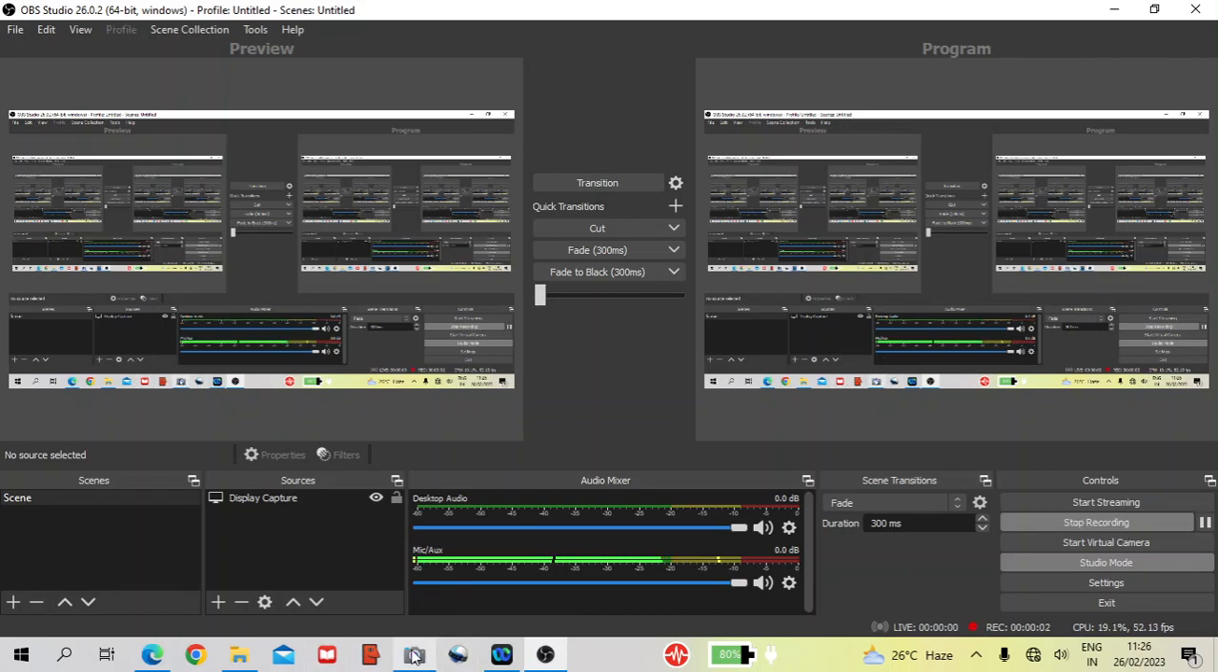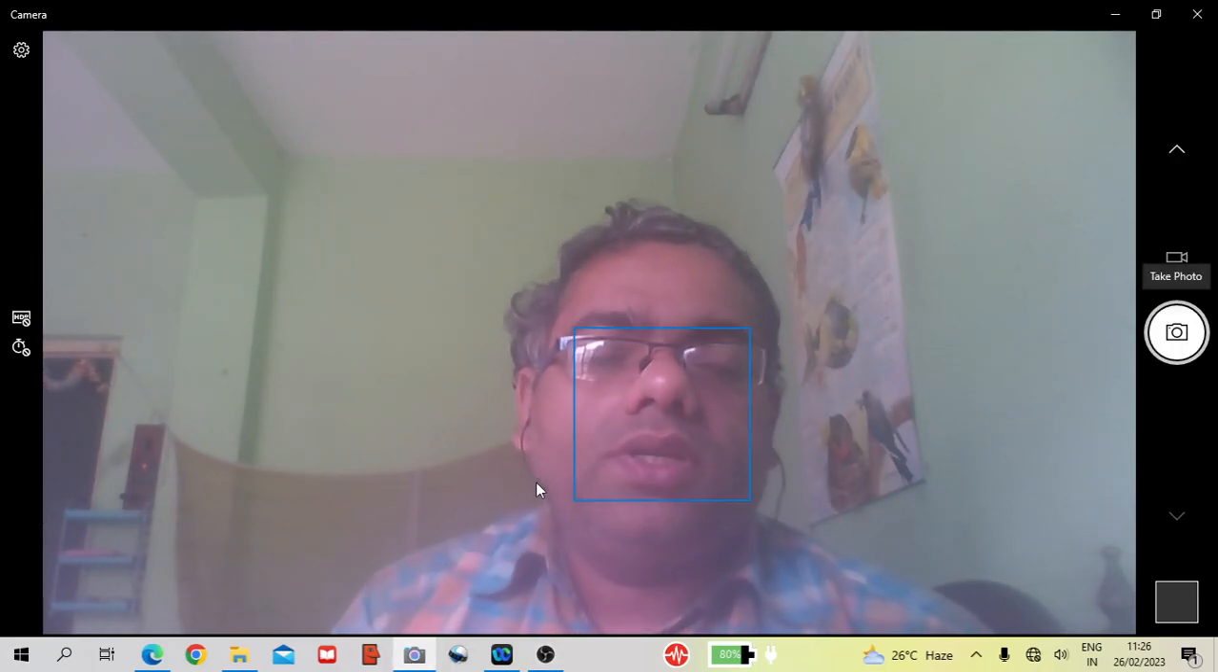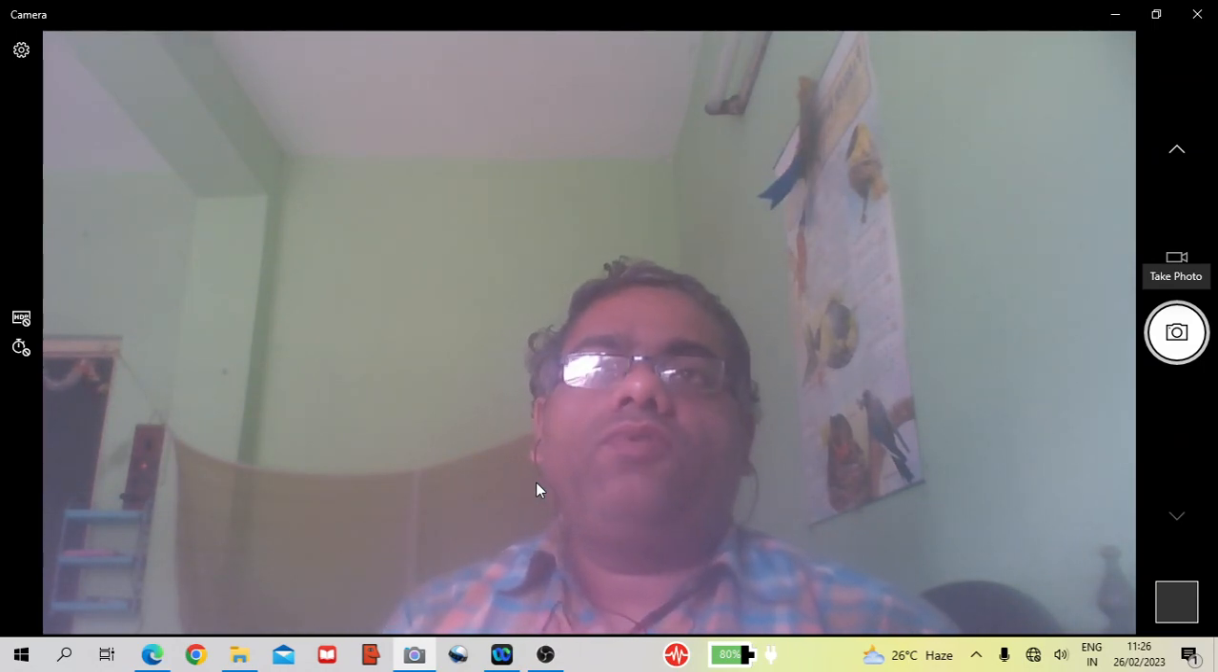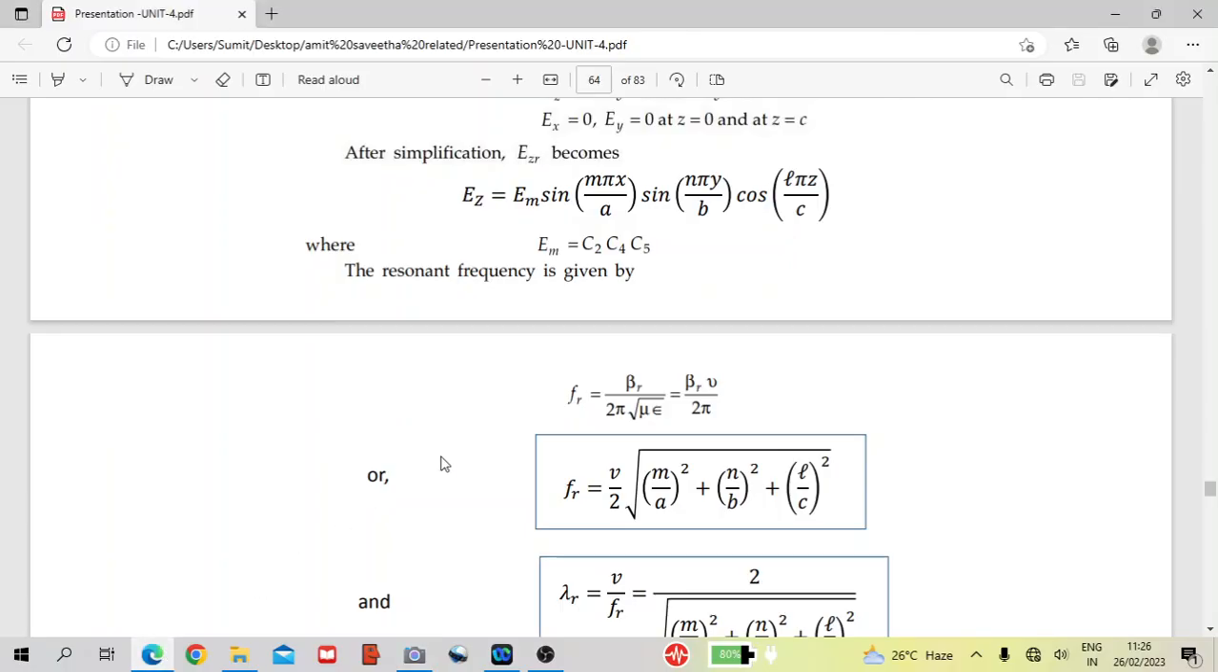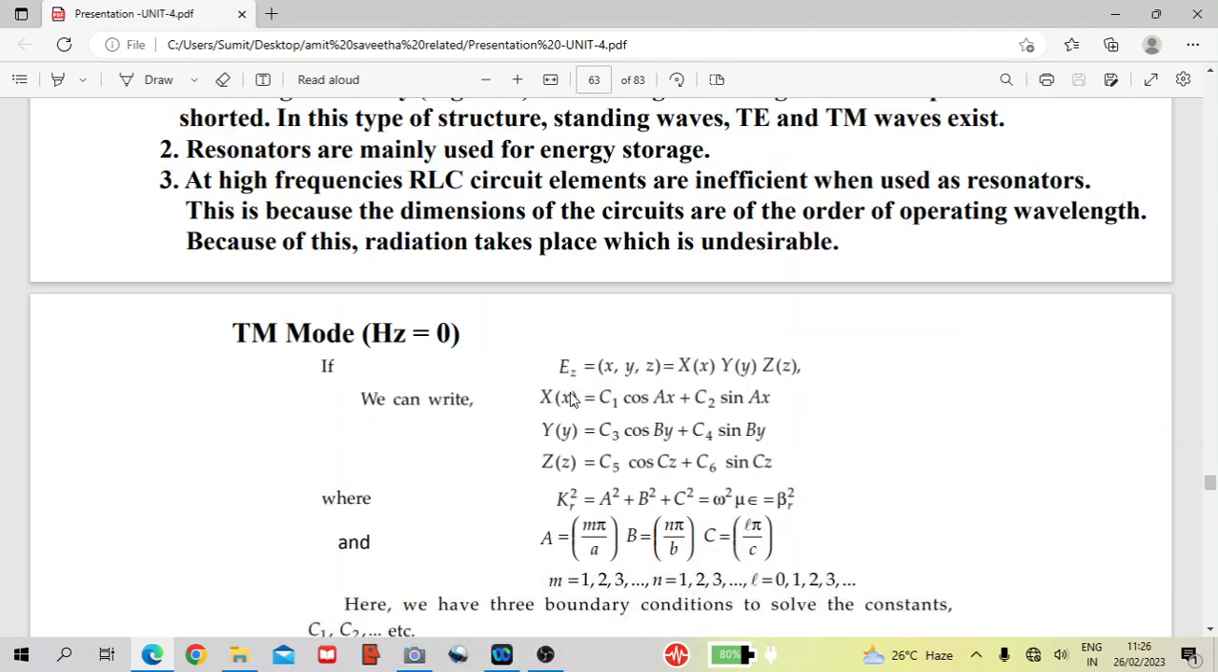Okay, so now we will see what the various equations involved in resonators are. Here you can see we start with, for TM mode, Ez, which can be expressed as a function of three variables x, y, z, each dependent on x, y, and z only. This is variable separated. So X, Y, and Z can all be written in this general form.